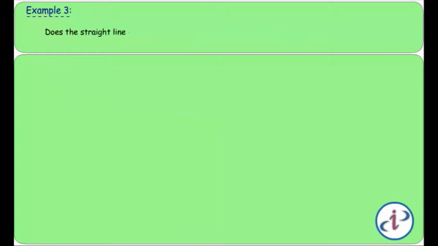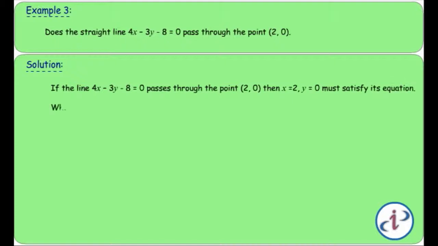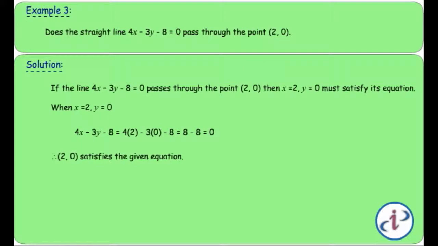Show that the straight line 4x minus 3y minus 8 is equal to 0 passes through the point (2, 0). If the line 4x minus 3y minus 8 is equal to 0 passes through the point (2, 0), then x equal to 2, y equal to 0 must satisfy its equation. Substituting the given values, the equation is satisfied. Hence, (2, 0) satisfies the given equation. Therefore, the line passes through the point (2, 0).